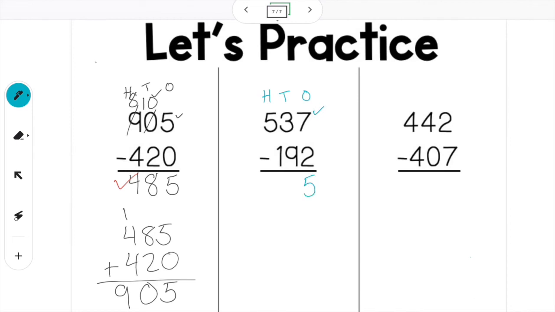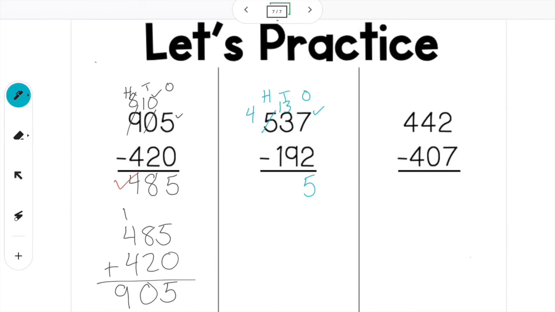All right, 3 minus 9. Again, 3 is my smallest number. 9 is my biggest number, but it's located at the bottom, which means I'm going to have to regroup. So I have to go over to the hundreds place, cross out that 5. That 5 is going to become a 4. So now I have 10 tens. So 10 tens plus 3 tens is going to give me 13.